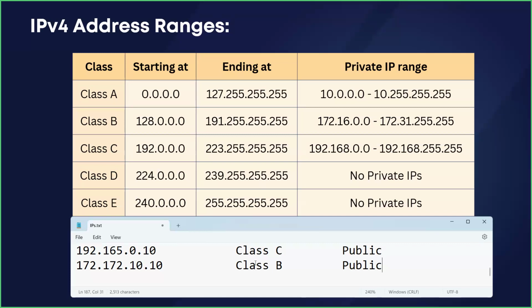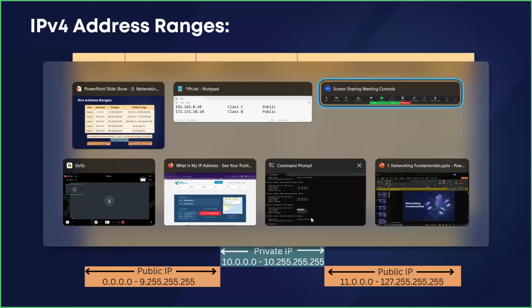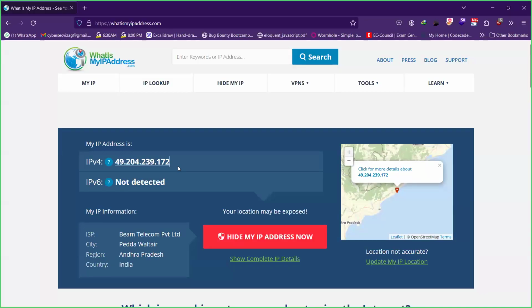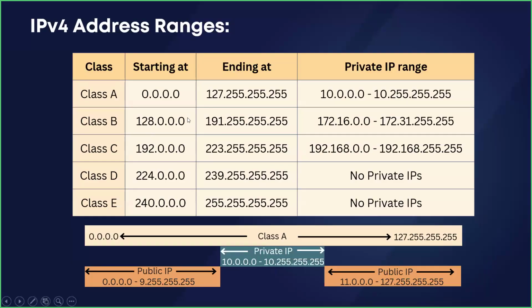Now, again, if we go back to my browser and look at this IP, can you tell me which class it belongs to? 49, 204, 239, 172. Class A. Yes, it's class A. So it's between 0 and 127. So definitely 49 is class A. And if you notice, it is not falling inside this range. It is outside this range. So obviously, it's a public IP.